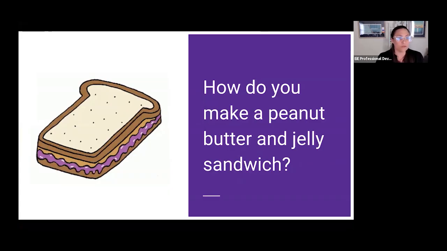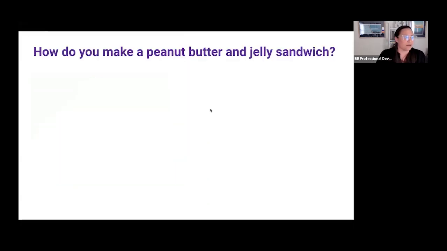But for those of you who have been in science classes, a lot of times this is one of those things that we often will pose to students when we're thinking about asking them how they write up a lab report, right? We'll ask them, how do you make a peanut butter and jelly sandwich? Give me the directions, right? And so how do you do that? What does it look like?